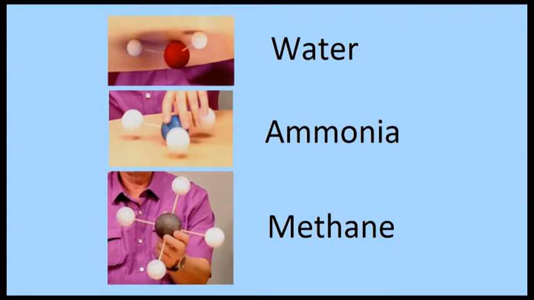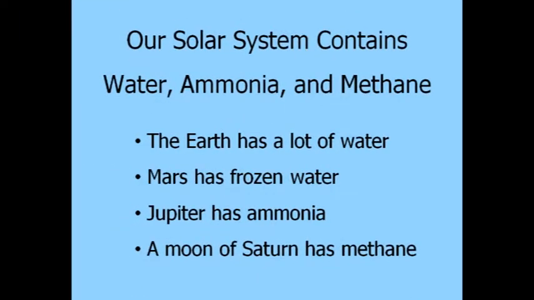Now we're going to do a 2-minute review of this video. We will look again at the 3 simple molecules we made with the styrofoam atoms: water, ammonia, and methane. These molecules can be found in our solar system. The Earth has large amounts of water. Mars has frozen water in its polar regions. Jupiter has white clouds of ammonia in its atmosphere. One moon of Saturn has so much methane that methane sometimes rains from the sky.